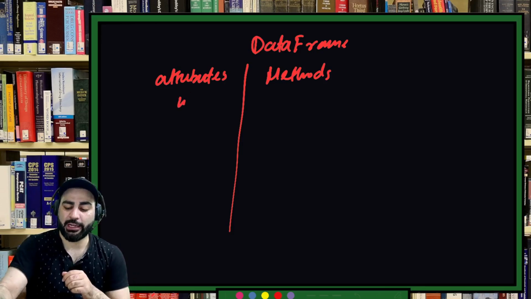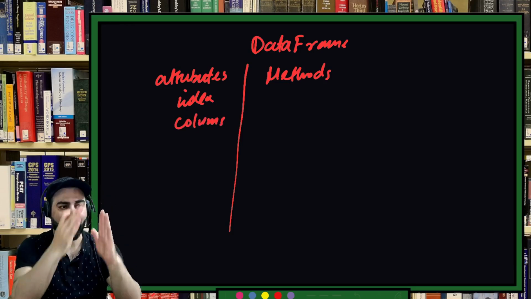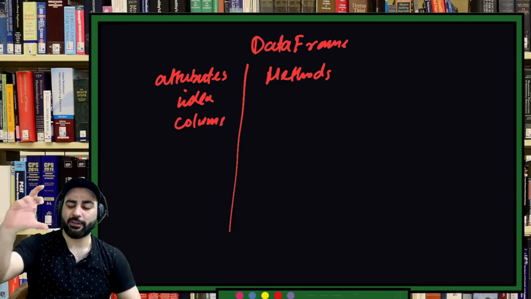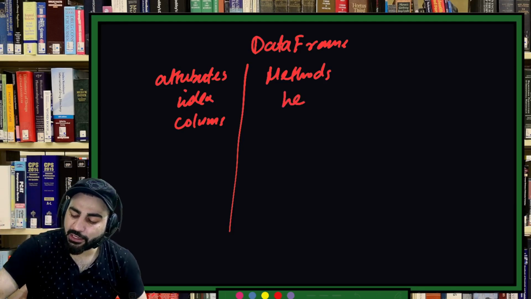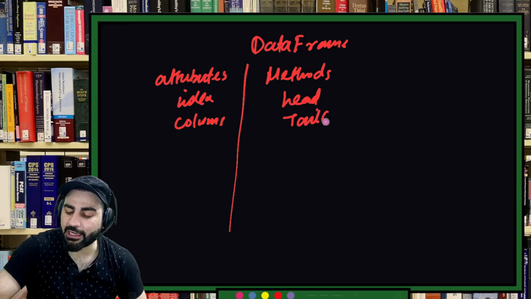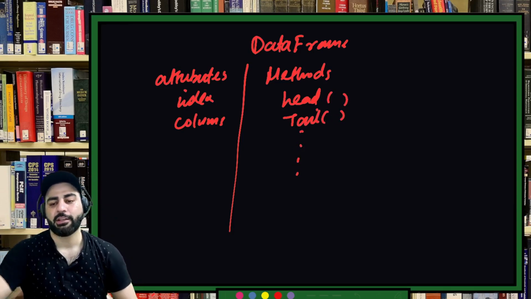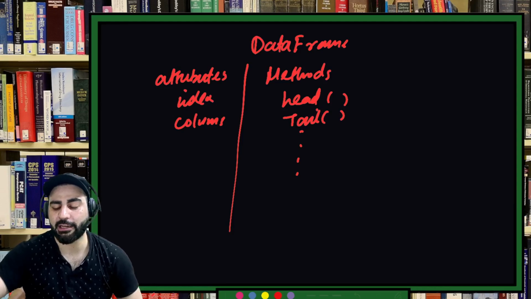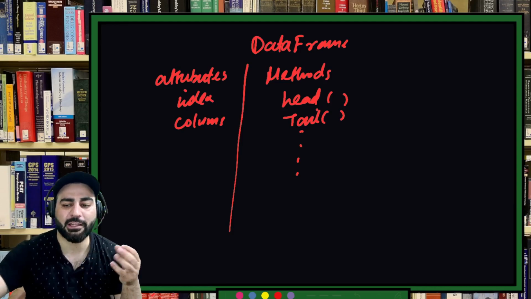So here you saw index is an attribute, and columns is an attribute. Index gives you basically the data points, columns give you the different columns. In the methods you can apply head onto that, you can apply tail onto that, and there are a lot more methods. So this is about data frames, and there are way more methods to create these data frames.